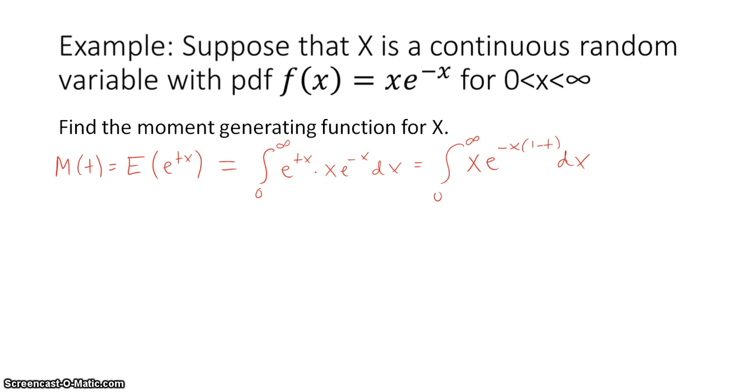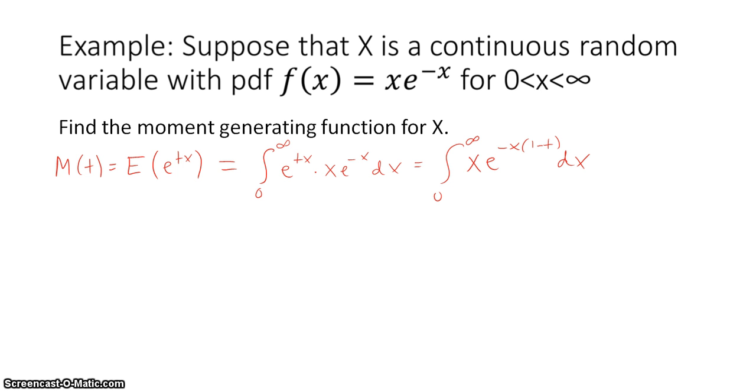So the idea here is our moment generating function m of t is the expected value of e to the tx. We're going to integrate over the support, so from 0 to infinity, e to the tx times our f of x, which was x e to the minus x dx. And if we do a little rearrangement, this is the integral from 0 to infinity of x times e to the minus x times 1 minus t power times dx.